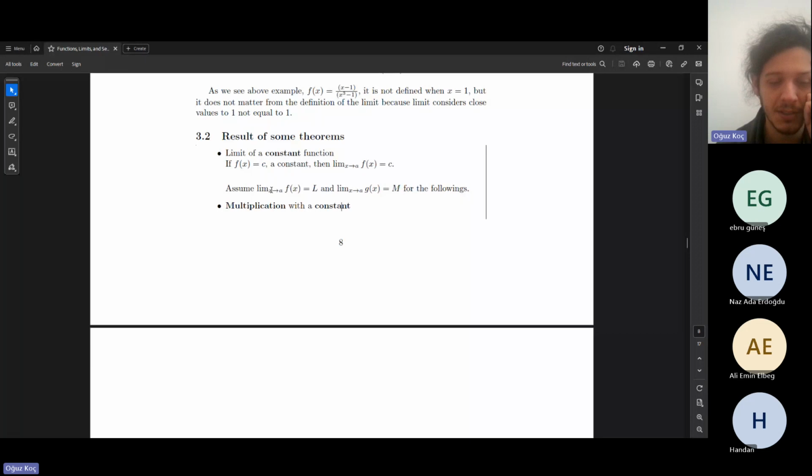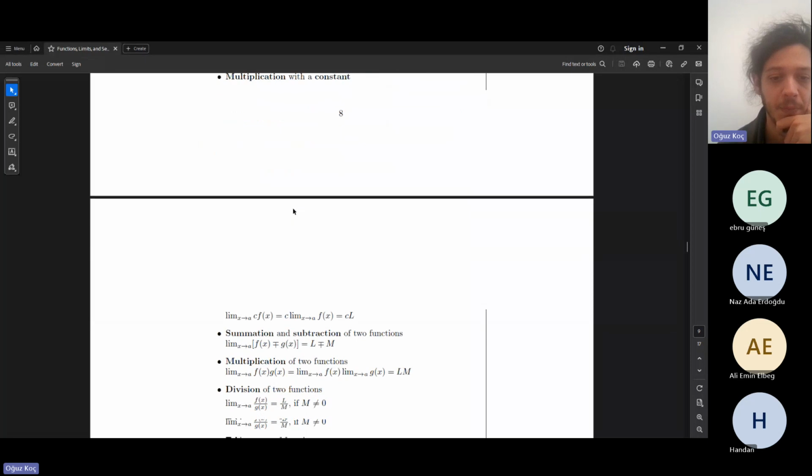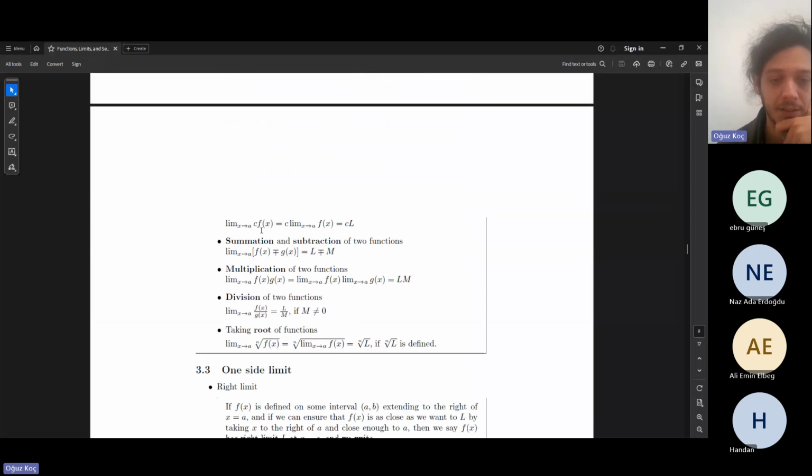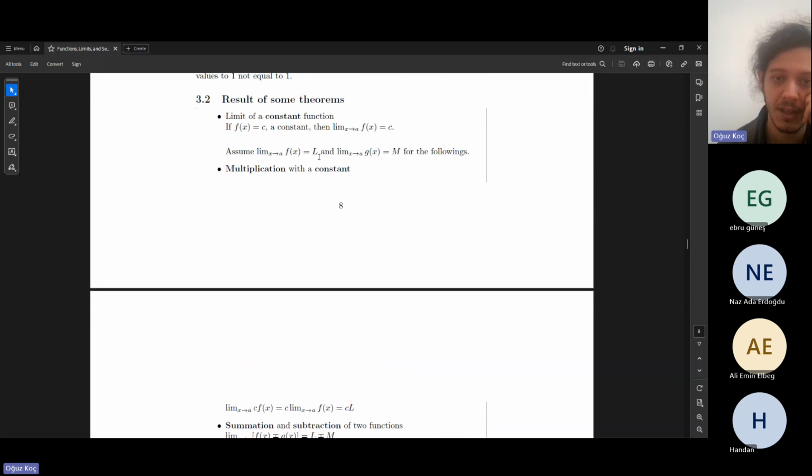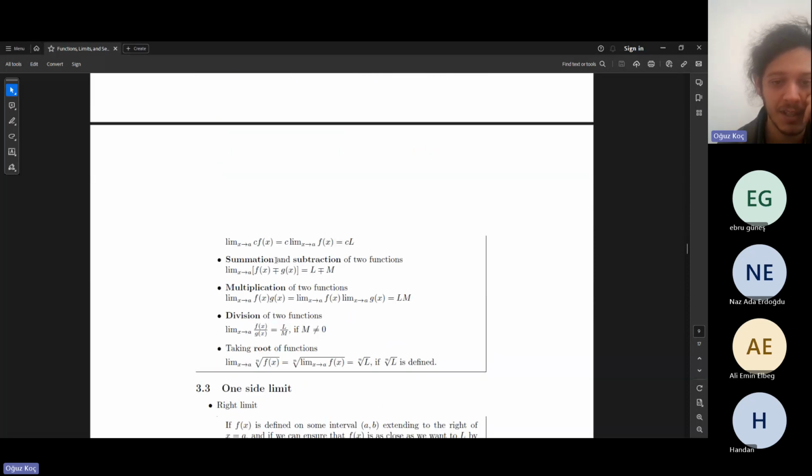And for this, we assume that limit of f of x as x goes to a is equal to L, and the limit of g is equal to m. If you multiply the f function by a c, and the limit goes to a, it's equal to c times the limit of f of x as x goes to a, and it's equal to c times L. We already talked about that. It's an assumption. And then we have summation and subtraction of two functions.